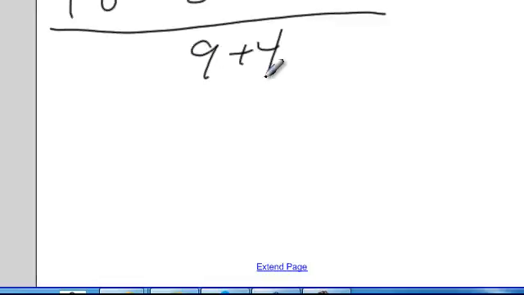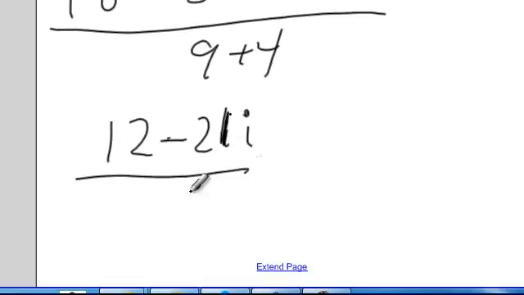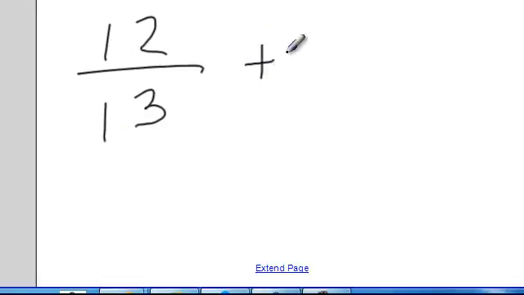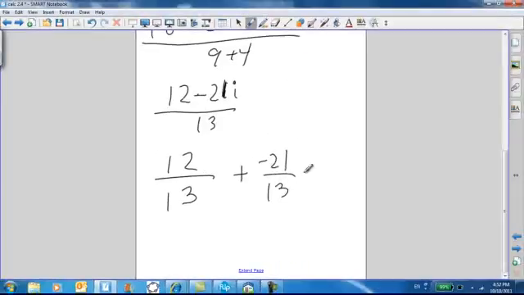So the top works out to be 18 minus 21i plus negative 6 over 9 and 4. Or 18 minus 6 is 12 minus 21i over 13. And then if it's a complex number, we're going to separate out this part. There's the real part, 12 thirteenths plus negative 21 thirteenths times i.